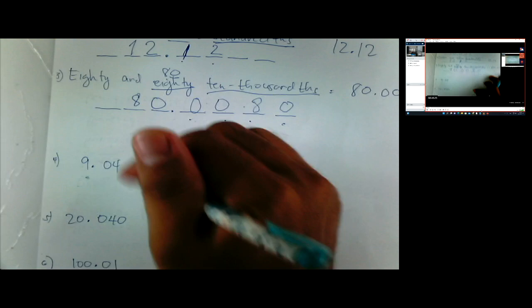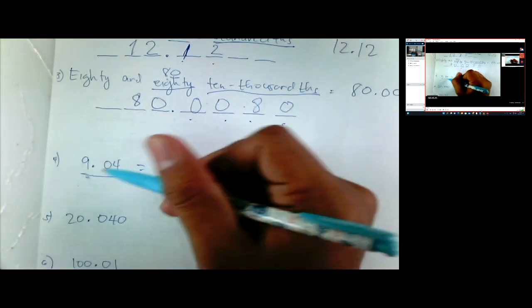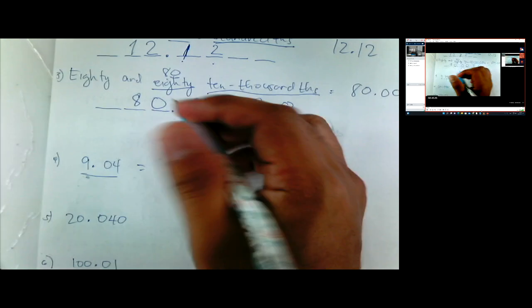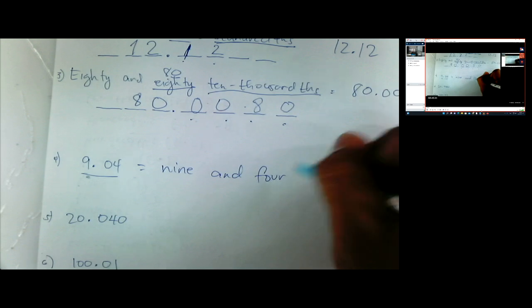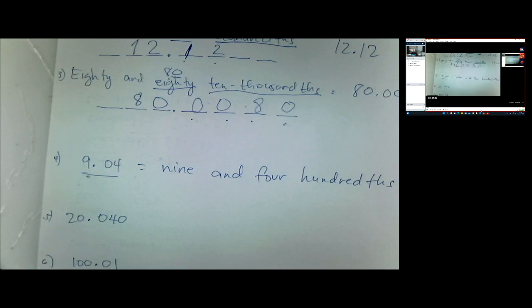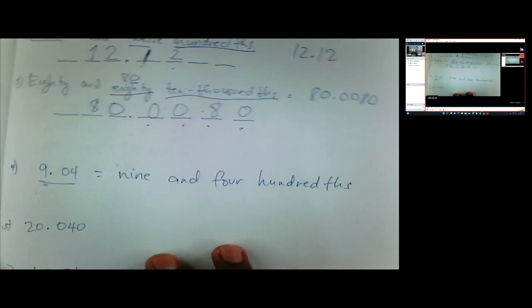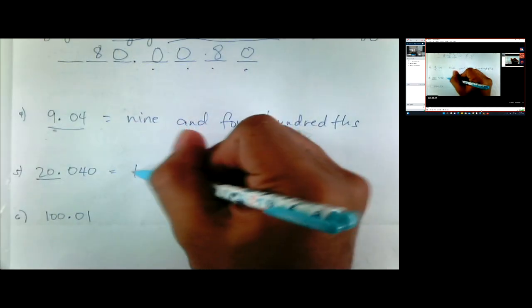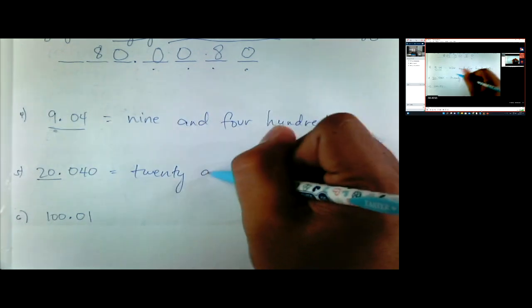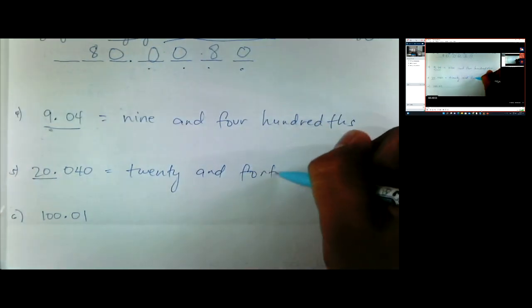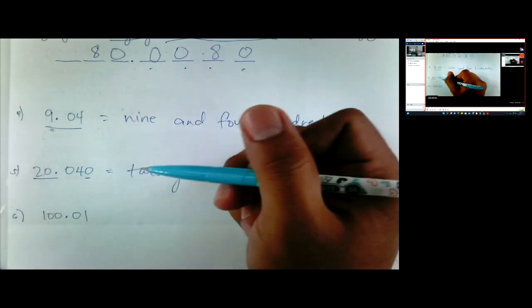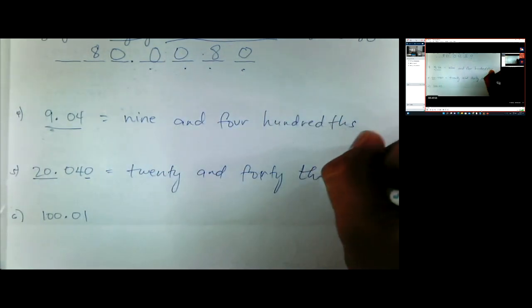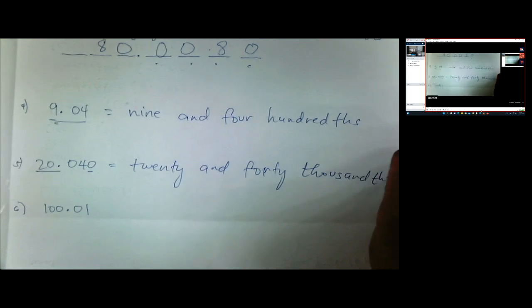Next. What is this number? How do you read this? 9 and 4 hundredths. Wrong spelling, wrong. Next. How about this one? What is this number? 20 and 40. What is the place value of 0 here? Thousandths.